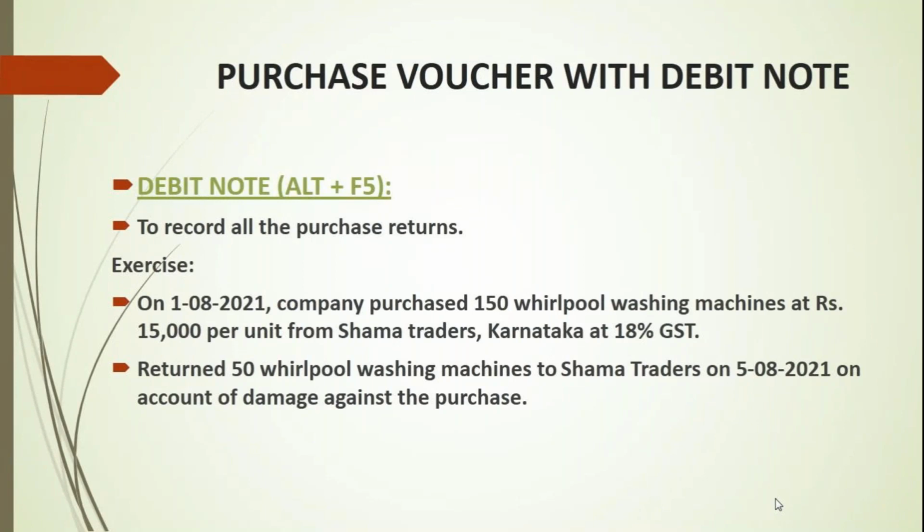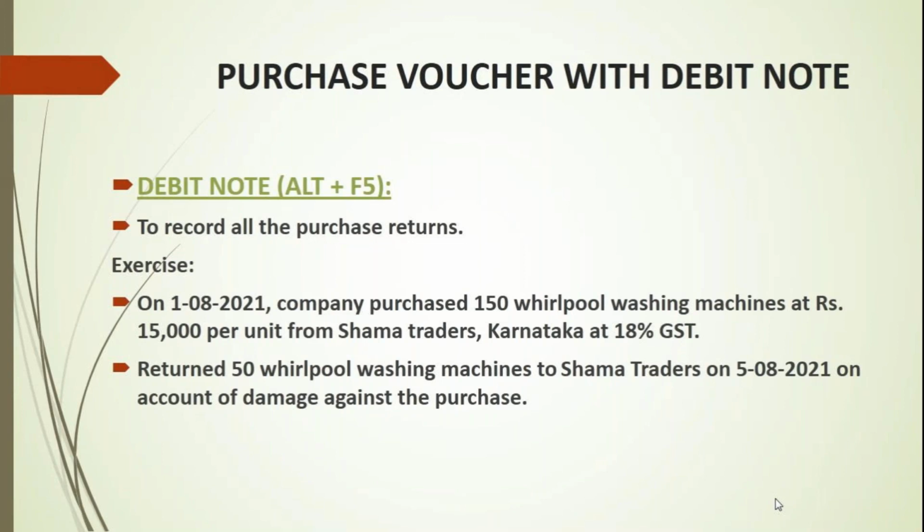Probably it's not working properly, or there will be a lot of scratches, any reason it can be. So 50 Whirlpool washing machines are being returned back to Shama Traders, which was purchased on 1st of August. It will be returned by 5th of August on account of damage against the purchases made. So how do we record this?